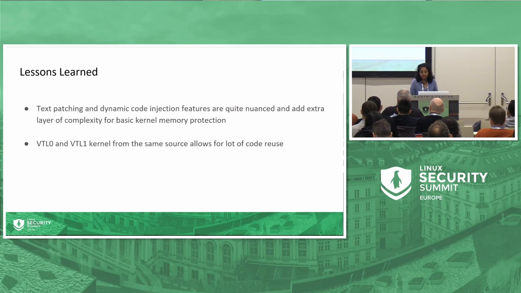And finally, having the VTL0 and VTL1 kernels, first of all, the VTL1 kernel being a minimal Linux kernel helped a lot, because we can reuse a lot of the functionality to verify and establish authentication for a lot of these text patching features. And having it built from the same source also allows for a lot of code reuse.